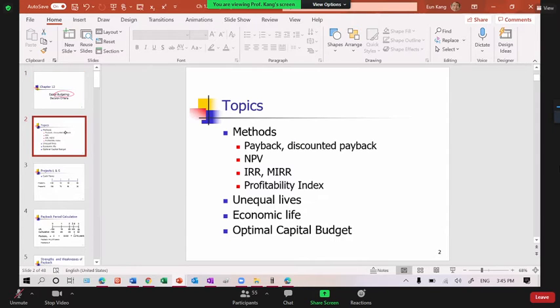So we did it 3 or 4, but we did payback, but we didn't do discounted payback. And we did NPV and IRR, but didn't do MIRR. And profitability index. And how about unequal lives? How about economic life? And finally, this conclusion, optimal capital budget. So for capital budget, bigger is not always better, okay? There is an optimal capital budget that maximizes your profit and your stock price.